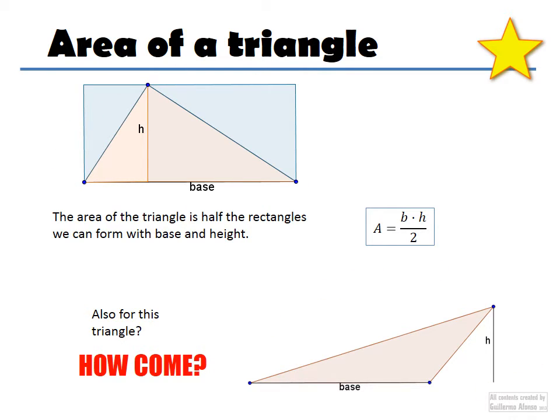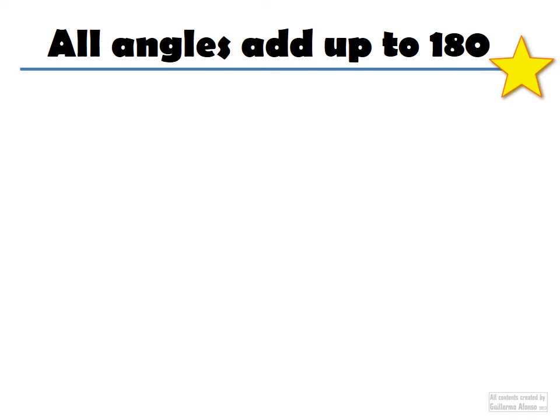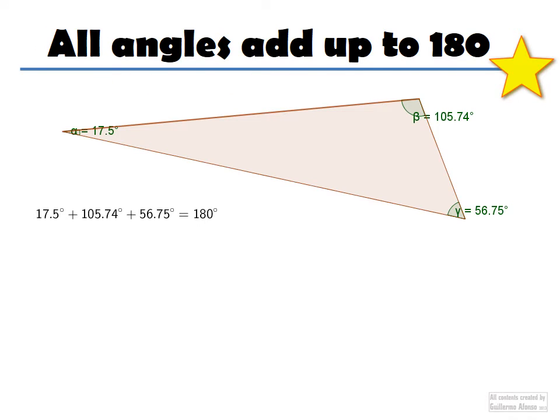Now, the next thing is the idea that all the angles of a triangle add up to 180 degrees. This is particularly useful. So here's an example of a triangle, and I have the angles here, 17.5, 105.74, and 56.75 degrees. And if you add them together, indeed, you get 180 degrees, or very close, because these, of course, are rounded numbers.